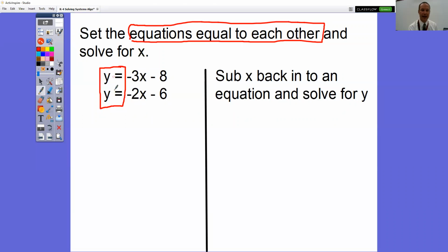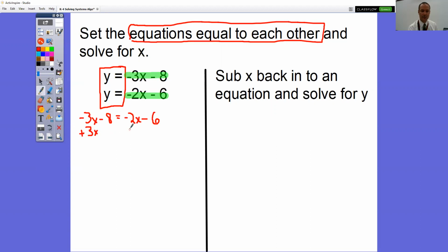So notice that we have a y equals and a y equals. So we have negative 3x minus 8 equals negative 2x minus 6. All that we do is take this part and take this part and set the two things equal to each other. Now it looks just like some of the equations that we've done the past 2 days. You have a letter on one side, you have a letter on the other side. All that we want to do is solve that equation now.